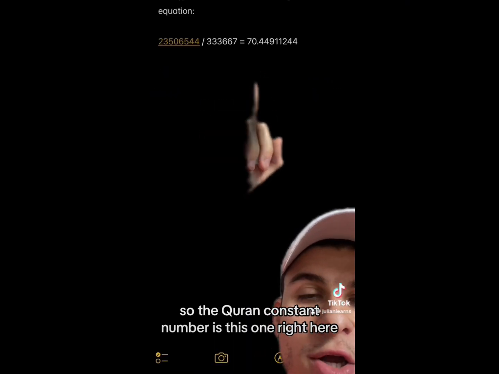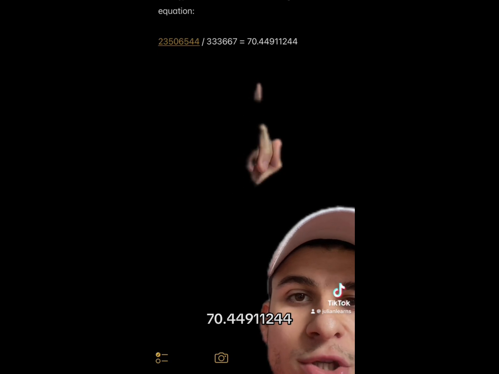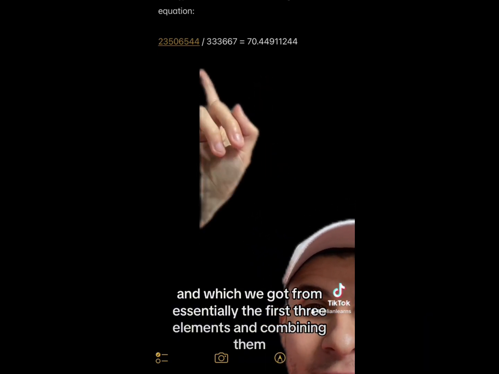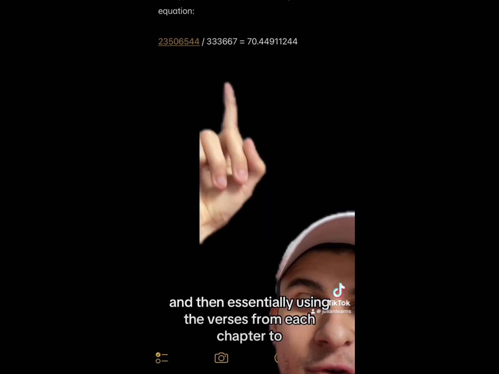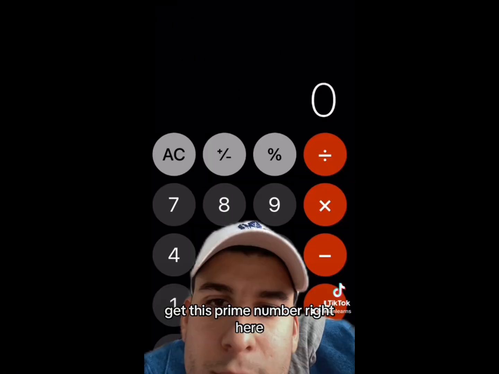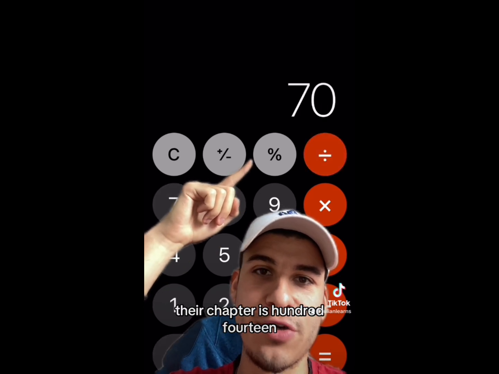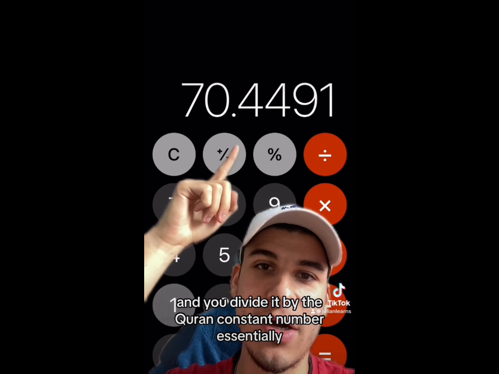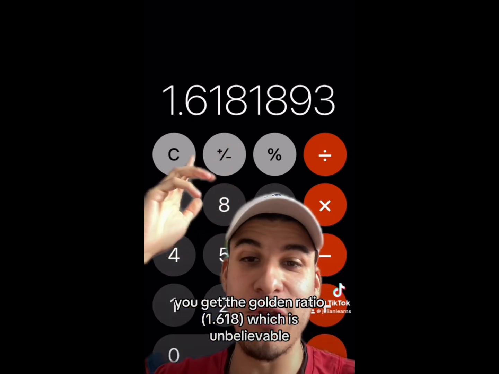So the Quran constant number is this one right here, 70.449112444, which we got from the first three elements, combining them, and then using the verses from each chapter to get this prime number right here. So if you take the number of surahs in the Quran, or chapters, 114, and you divide it by the Quran constant number, you get the golden ratio, which is unbelievable.